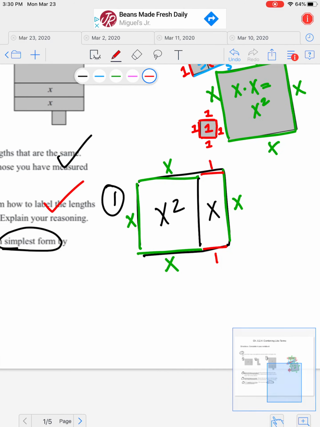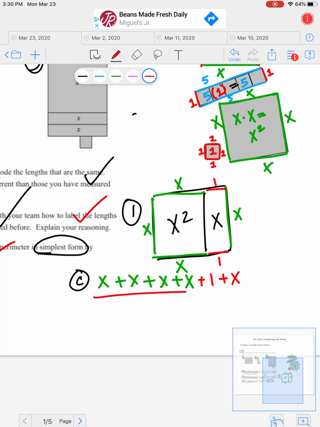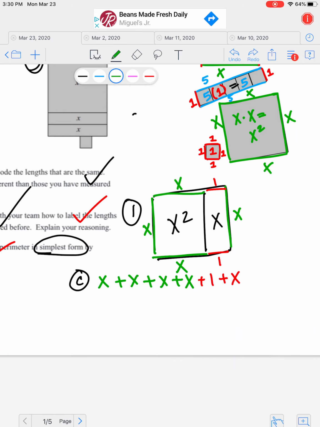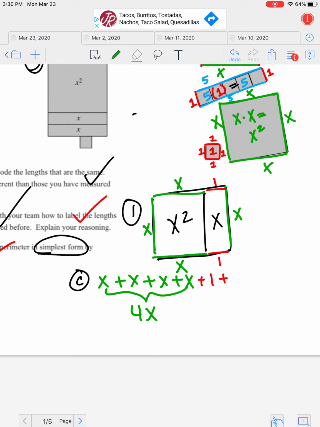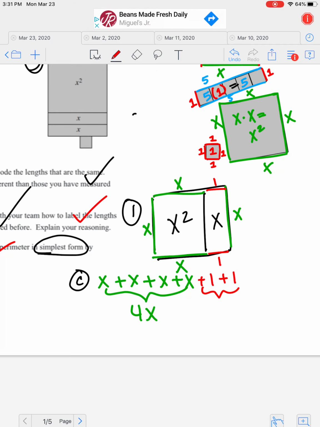So again, perimeter means to add up everything on the outside. So we have x plus x plus x plus x. Now moving on to our 1s, plus 1 plus 1. Okay. This is considered the long version. We can actually make it a lot shorter. So I can do this by putting all of my x's together. That's 4x. Oh my gosh, I didn't write this as a 1. My bad. Fix that. Okay, and then the 2 little ones are together equal to number 2.